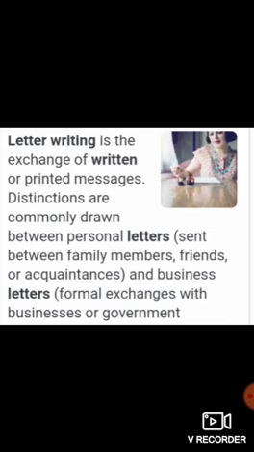And if the letter is written or exchanged with a business or government, that is called a business letter. So dear students, letter writing is the exchange of written or printed messages. We have learnt what a letter is, so now we have an idea of a letter.